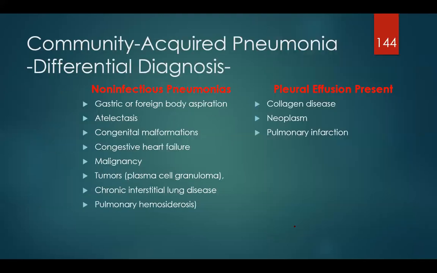Non-infectious pneumonias. The differential diagnosis for community-acquired pneumonia includes non-infectious causes plus pleural effusion. Non-infectious includes gastric or foreign body aspiration, atelectasis, congenital malformations, congestive heart failure, malignancy, tumors, chronic interstitial lung disease, or pulmonary hemosiderosis. Pleural effusion present may suggest a collagen disease, neoplasm, or pulmonary infarction.